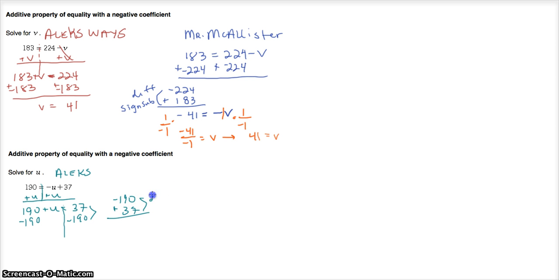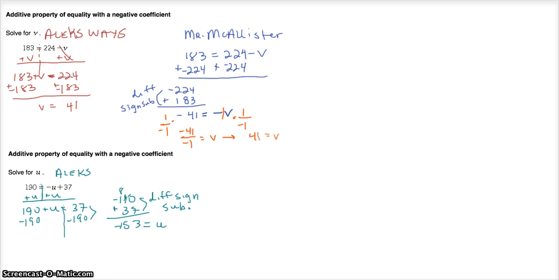Different signs, so you gotta subtract. 190 minus 37, so we gotta borrow, make that 8. So it is 153, but it's negative 153 equals u.